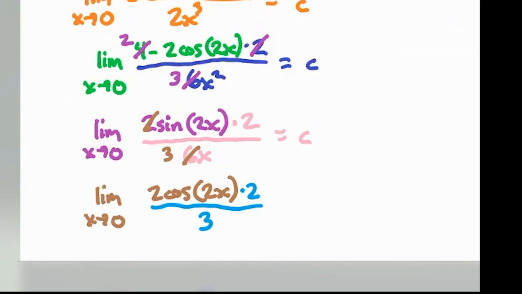So we don't have a 0 over 0 anymore, so now we can do direct substitution. You plug that in, and you end up with 4 over 3, okay, because cosine of 0 is 1, so that just becomes 1, and you end up with 4 over 3 is the answer.